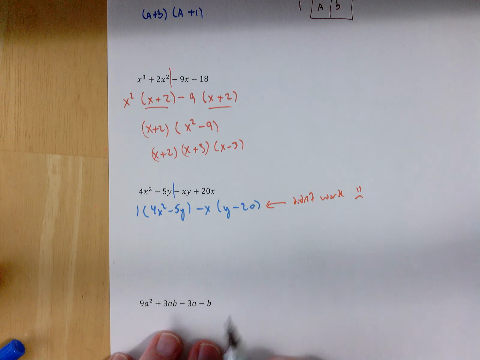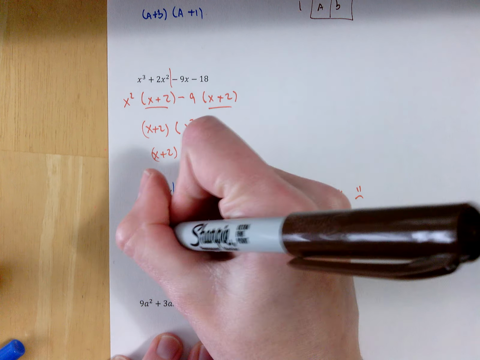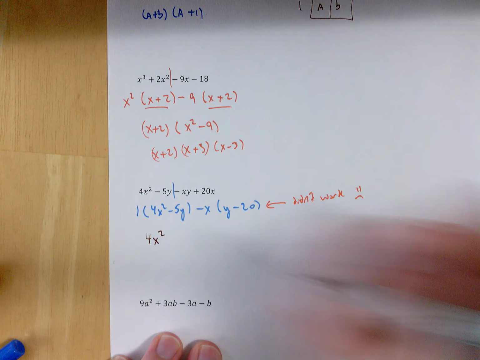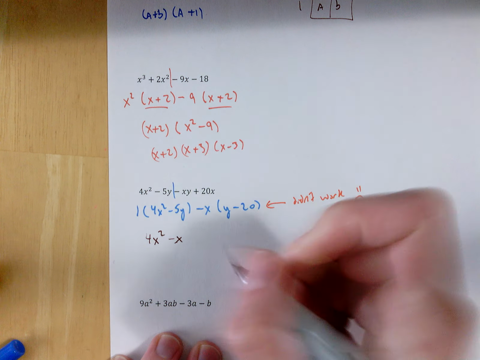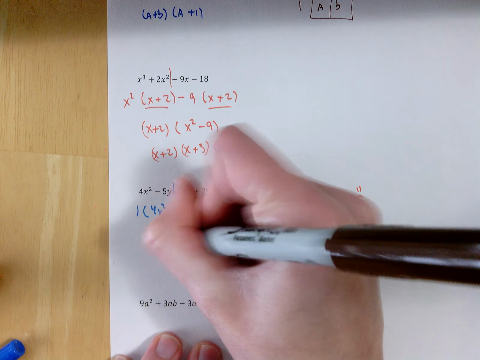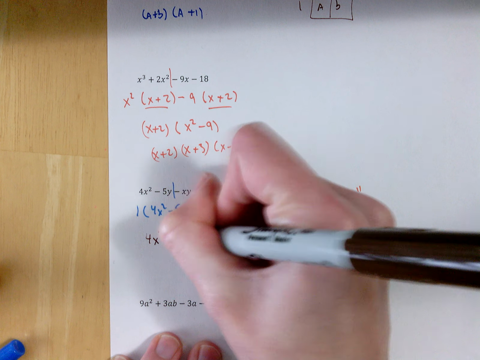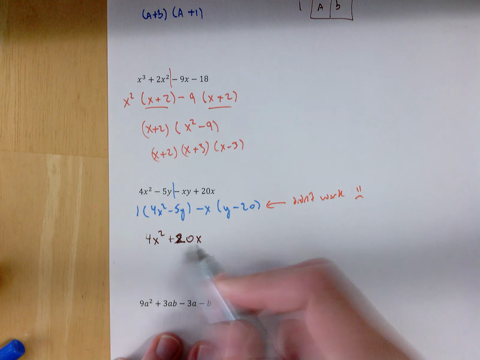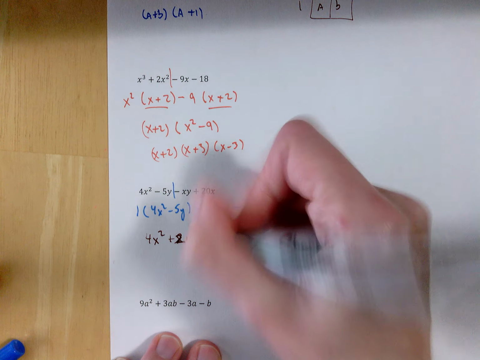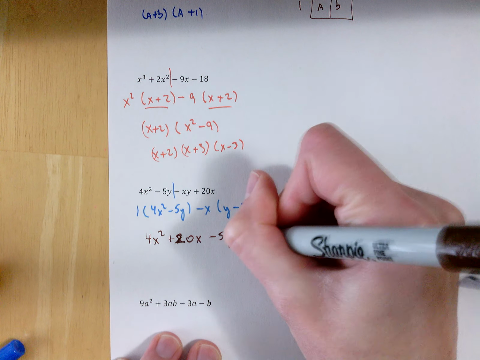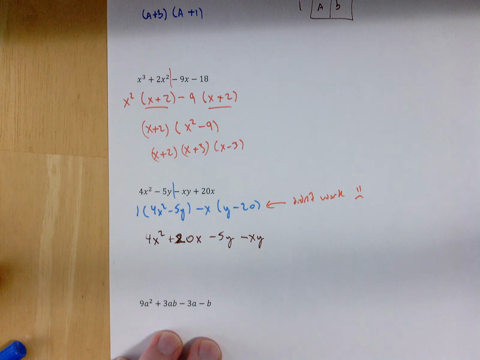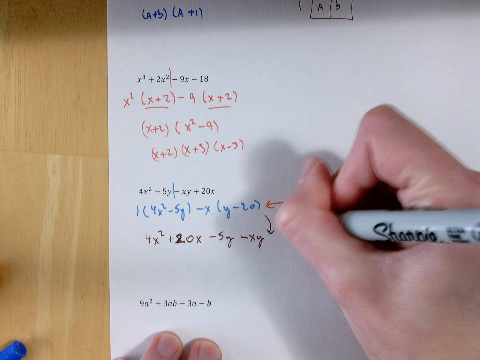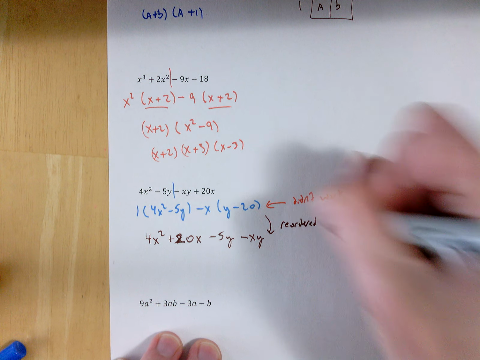Okay, so what I'm going to do is reorder this. So I'm going to rewrite this as 4x squared and then minus xy. Oop, no, I'm sorry. Plus 20x. Excuse me, I wrote the wrong one. Ruby the cat distracted me. Okay, because those two terms just have x's, and that leaves me with the minus 5y and the minus xy, where the y's are on this side. Okay, so what I did was I reordered it.